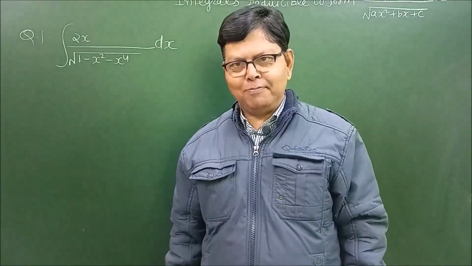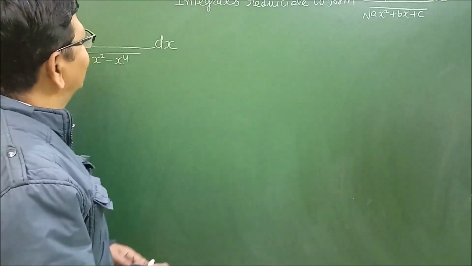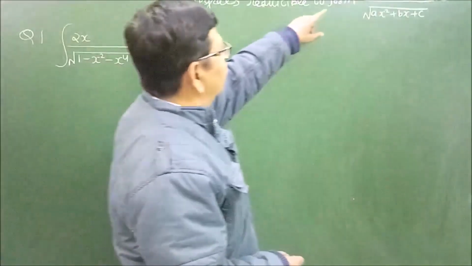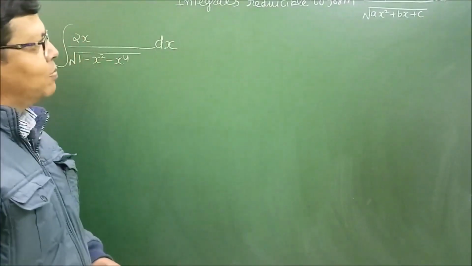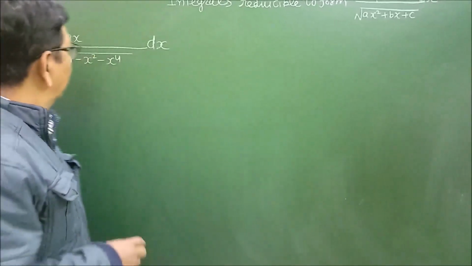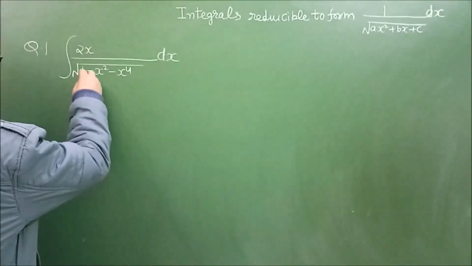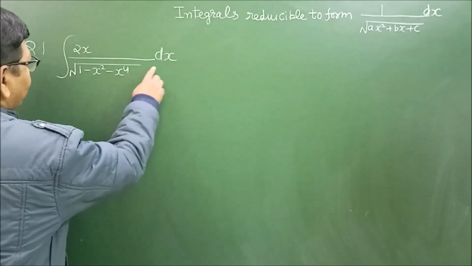Hello students, in this session I will discuss the integrals reducible to the form 1 upon under root ax square plus bx plus c. So let us start with question number 1. Find the integral of 2x upon under root 1 minus x square minus x^4 dx.